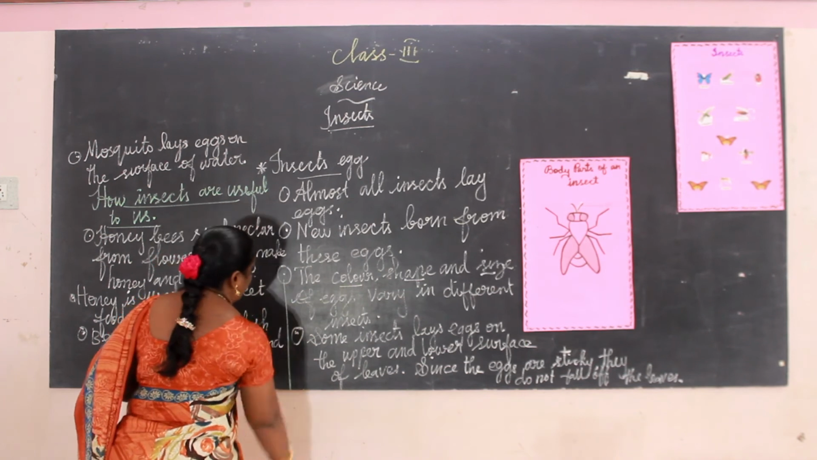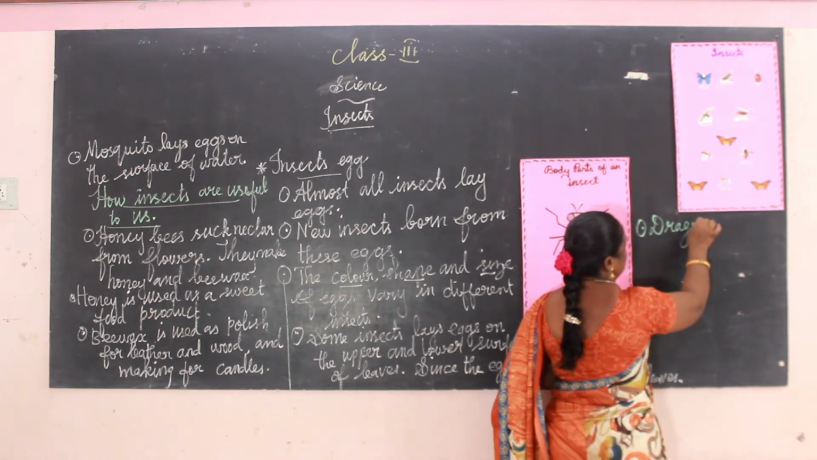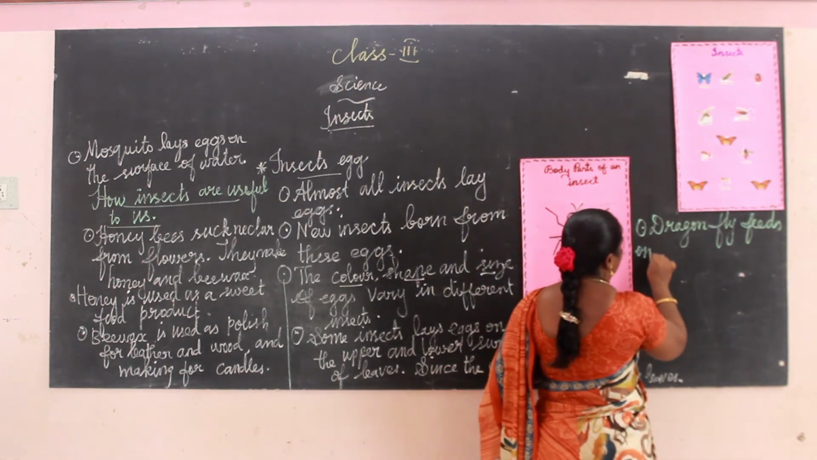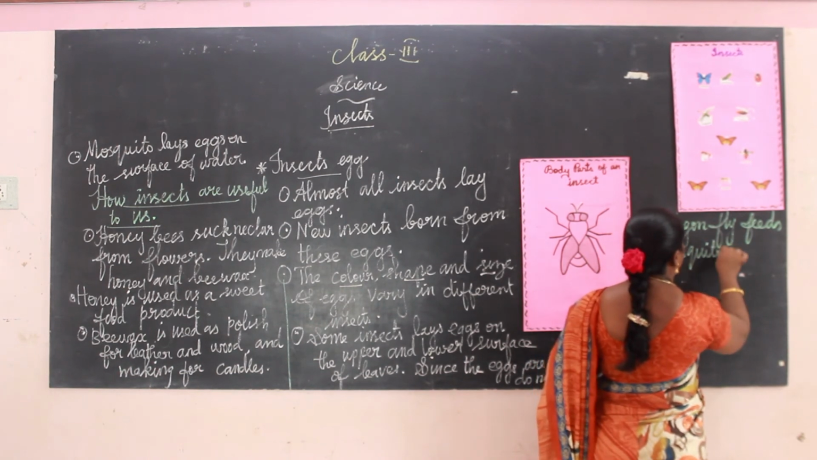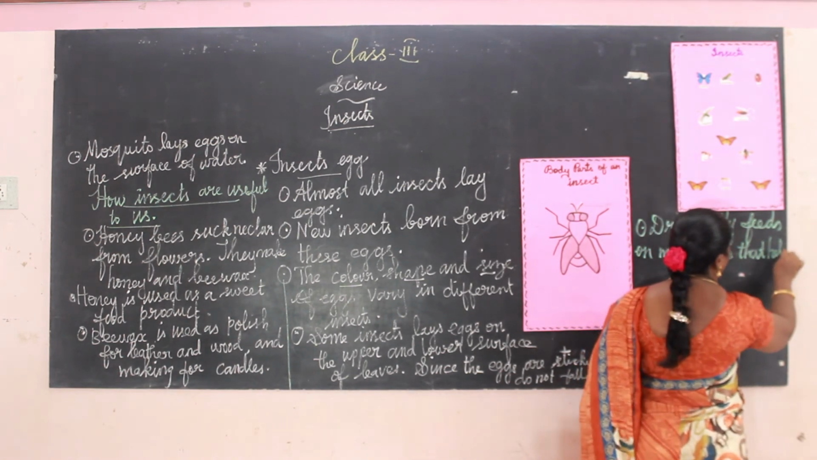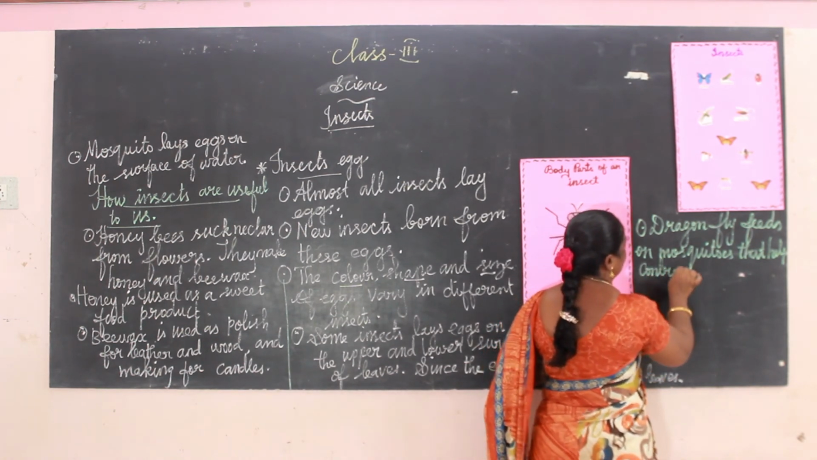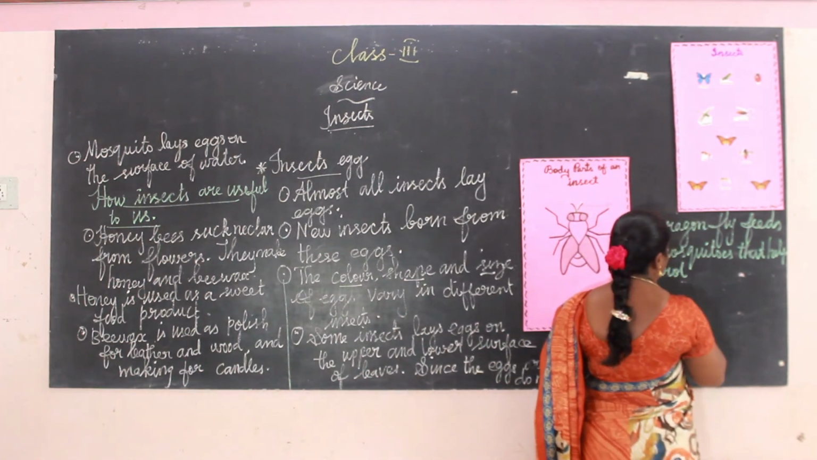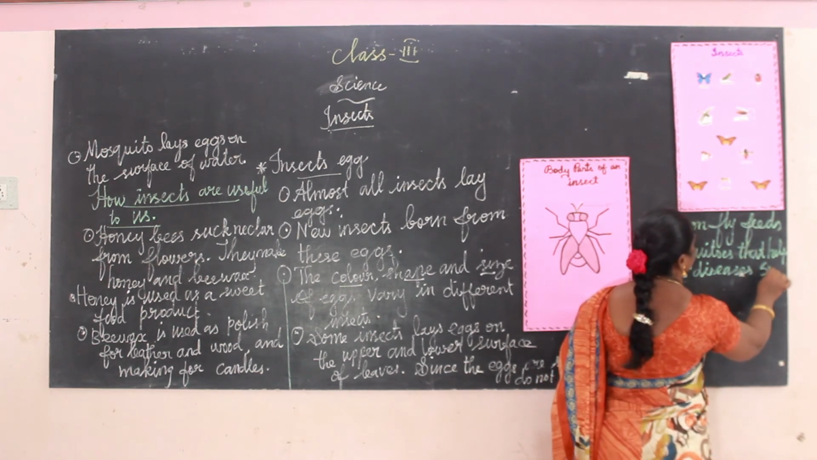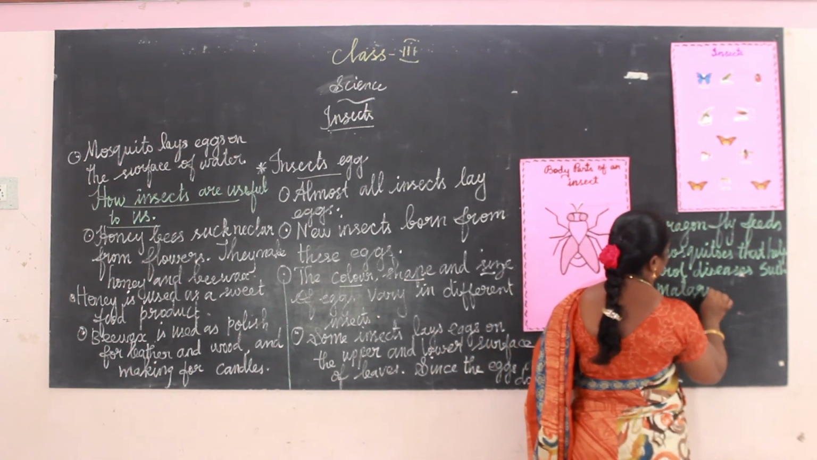Next, another one is the dragonfly. Dragonfly feeds on mosquitoes, which helps control diseases such as malaria, chikungunya and dengue.